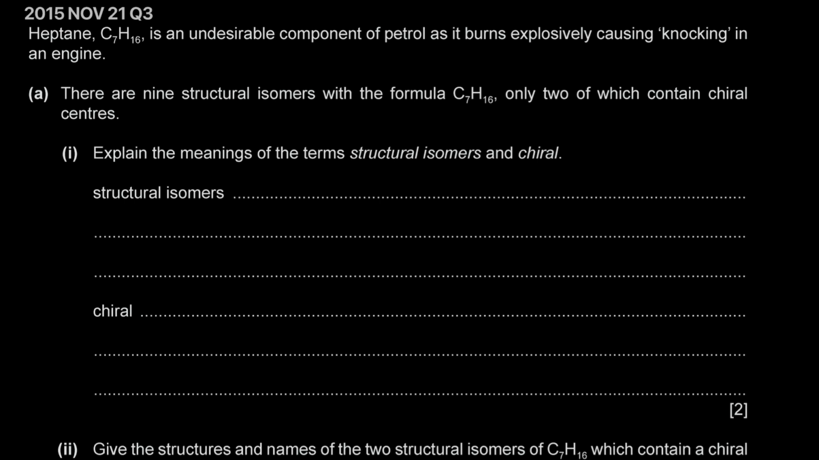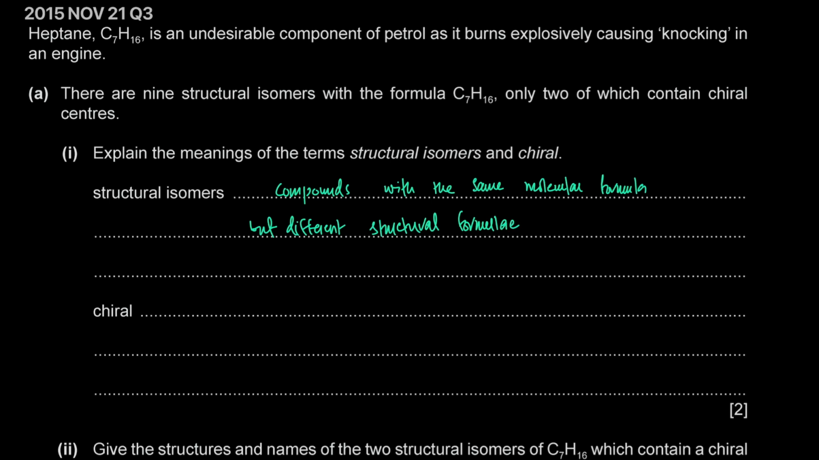Structural isomers are compounds with the same molecular formula but different structural formulae. Okay, compounds with the same molecular formula but different structural formulae. All right, next, what is a chiral carbon atom?